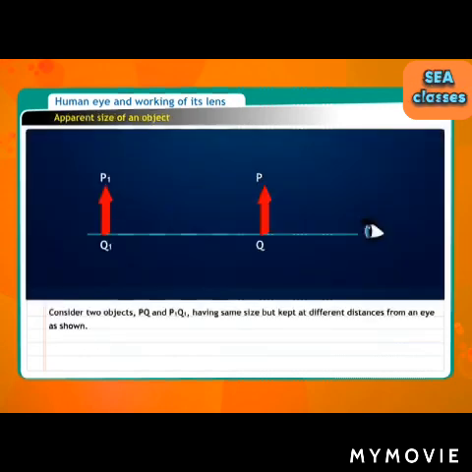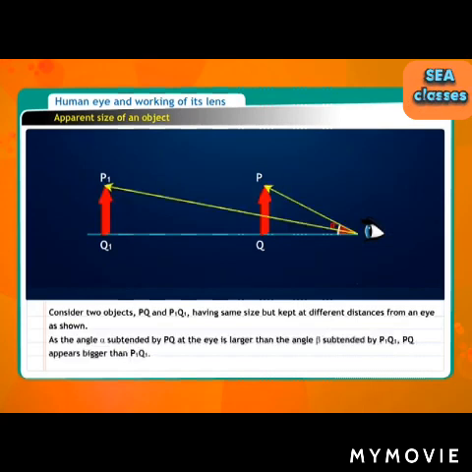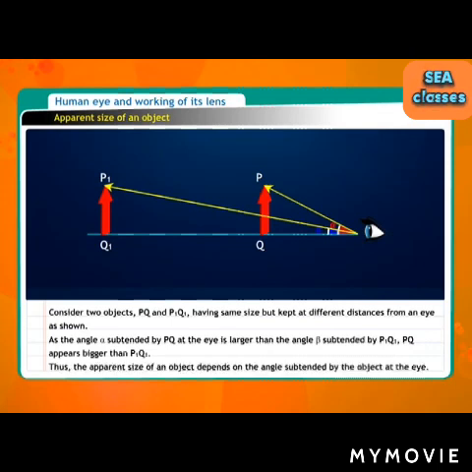Apparent size of an object. Consider two objects PQ and P1Q1 having the same size, placed at different distances from an eye as shown. As the angle alpha subtended by PQ at the eye is larger than the angle beta subtended by P1Q1, PQ appears bigger than P1Q1. Thus, the apparent size of an object depends on the angle subtended by the object at the eye.